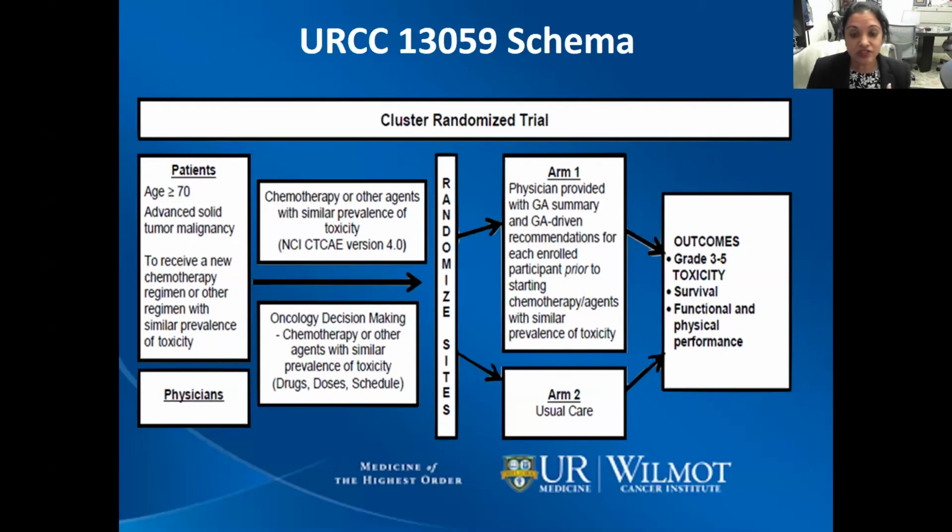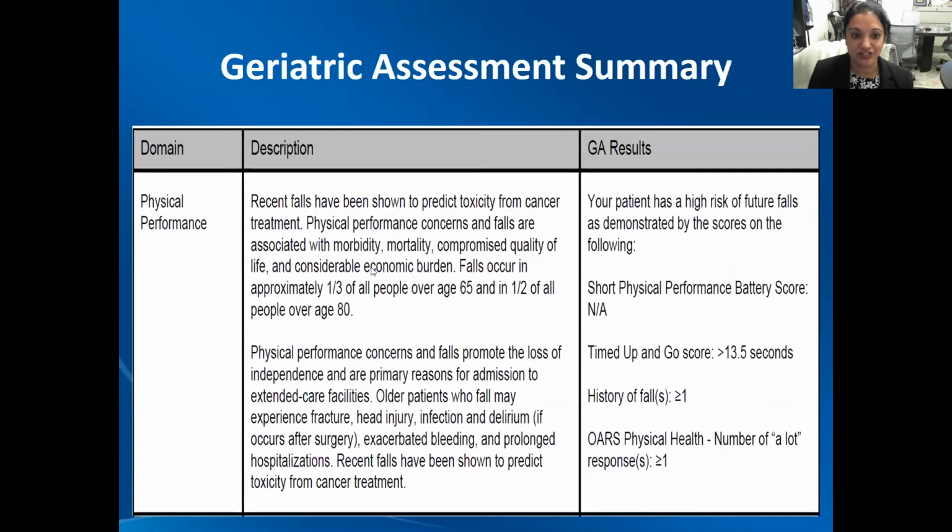Our intervention was low touch, one time. The physician received one geriatric assessment summary and the recommendations. In addition, we collected robust information about treatment decisions, chemotherapy, AEs, and the relationship between AEs and treatment decisions, using NCI CTCAE primarily because that's our clinical outcome. And I'll talk about PRO-CTCAE a little bit later because we also incorporated this in our trial. So what was the intervention?